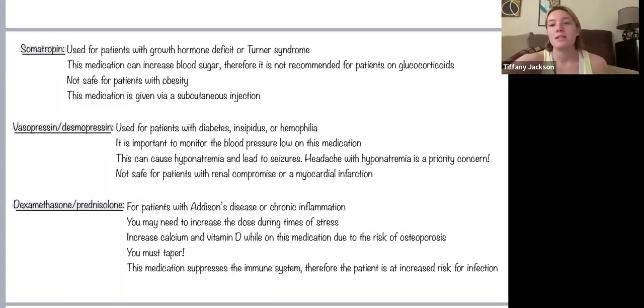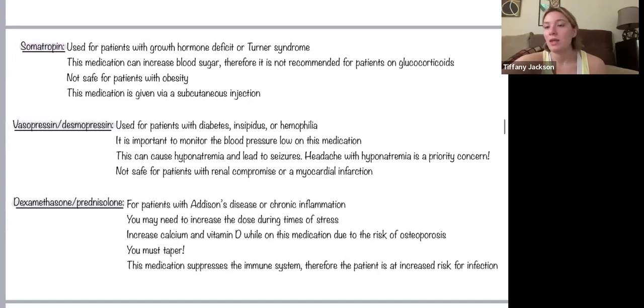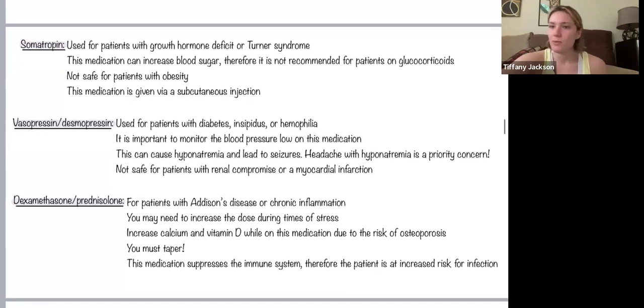Up next, we have dexamethasone. This is used for patients with Addison's disease or chronic inflammation. Can be used for respiratory, can be used for autoimmune. But we see it on the hematology side, more so for Addison's.